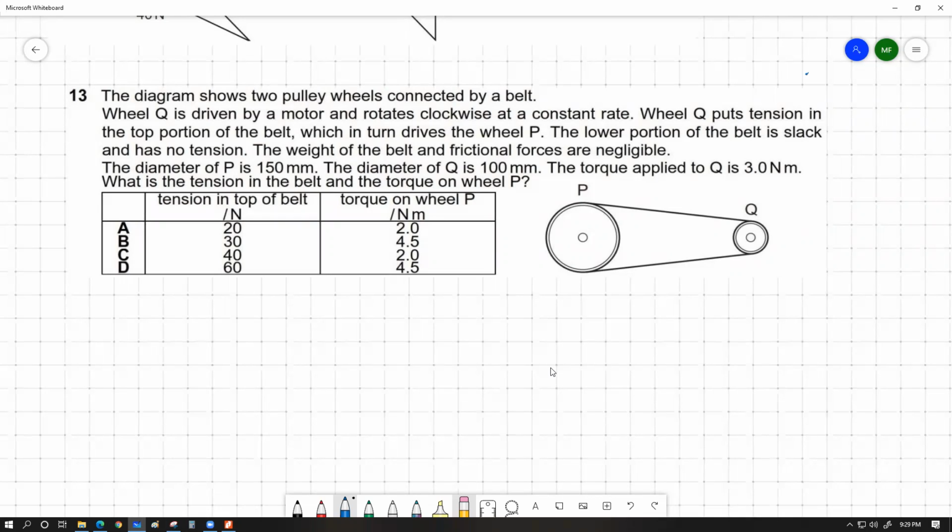The diameter of P is 150 millimeter. The diameter of Q is 100 millimeter. The torque applied to Q is 3.0 Newton meter. What is the tension in the belt and torque on wheel P?